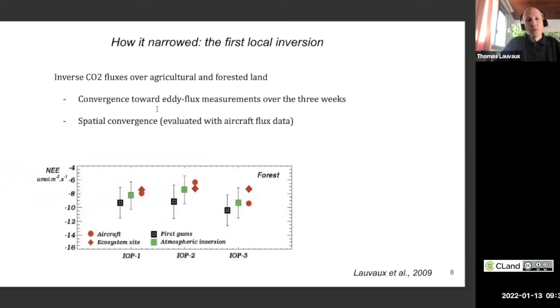Interestingly, we found convergence. Here I show you very quickly, we had 3 intensive periods. In black, you have the first estimate given by a vegetation model. In green, you can see the inversion estimate. And the 2 red points give you the flux measurements. So these are direct flux measurements. They are not inversions. They're directly measuring at the surface what's going on, both from an aircraft and from an eddy flux site. So this was the first step to say, well, we might reach convergence when we go to finer and finer scales.